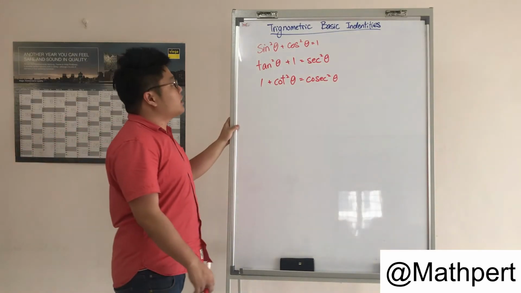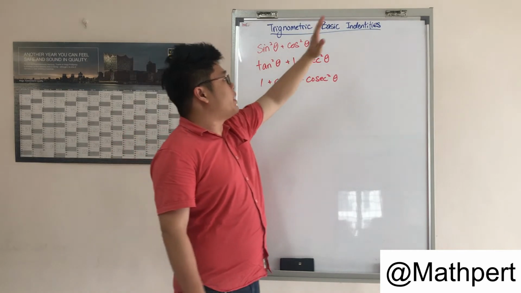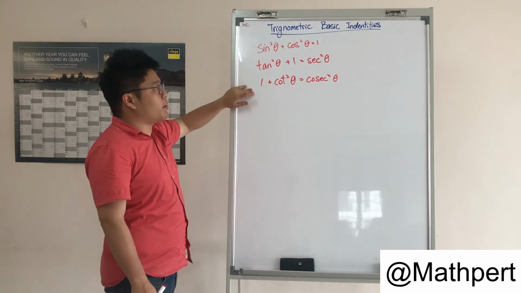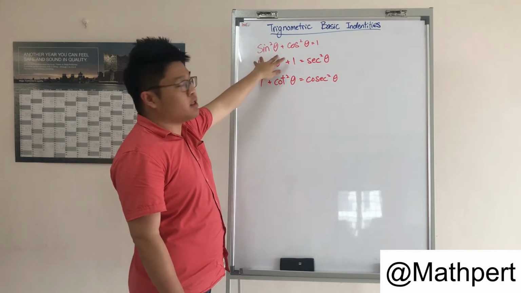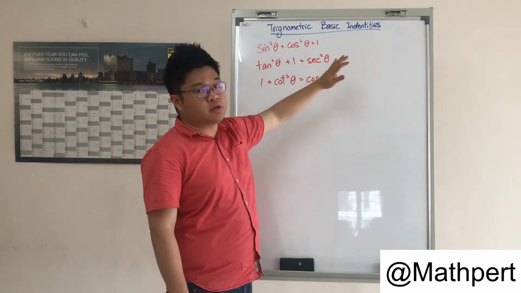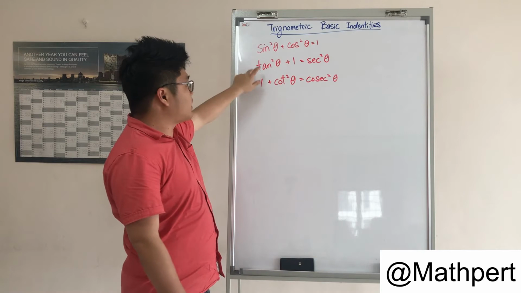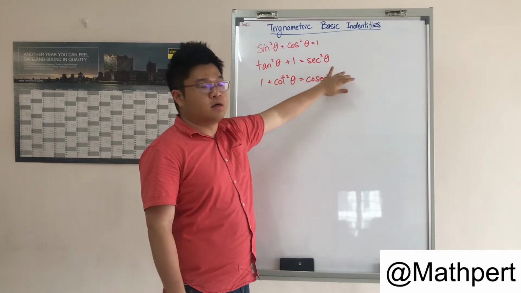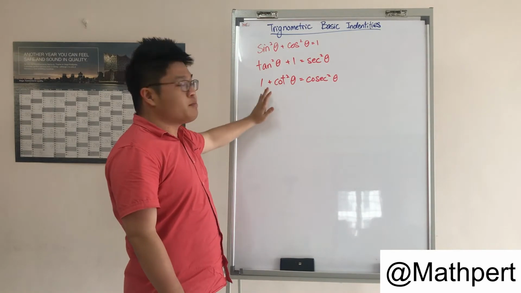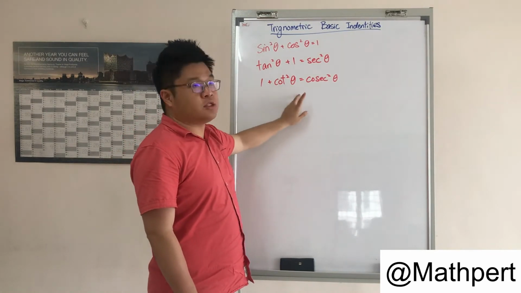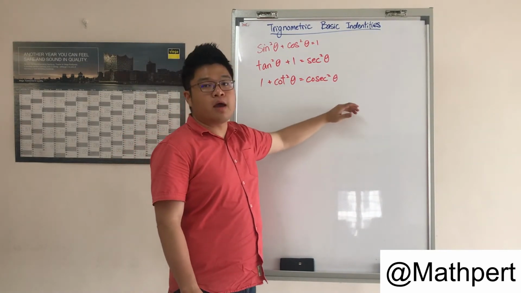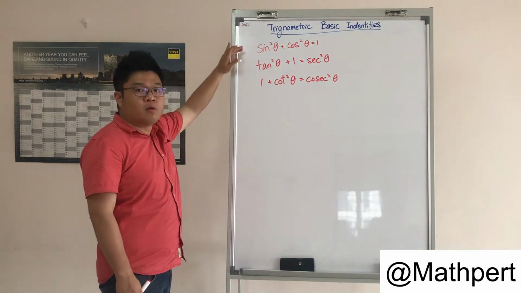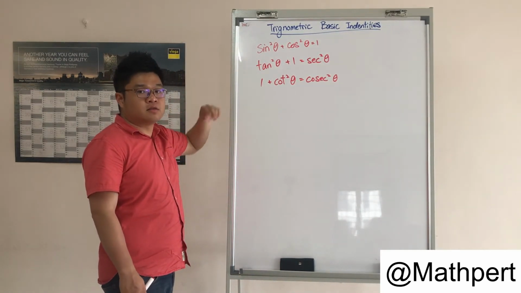Next, let's take a look at trigonometric basic identities. There are three formulas in this subtopic. First, sine square theta plus cos square theta is equal to 1. Then, tangent square theta plus 1 equals secant square theta. The last one is 1 plus cotangent square theta equals cosecant square theta. And we use these three formulas very frequently in this topic.